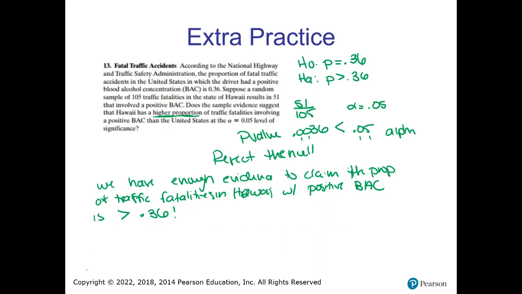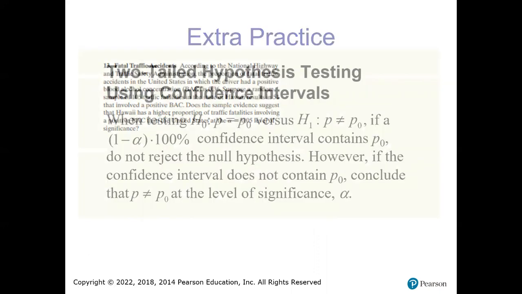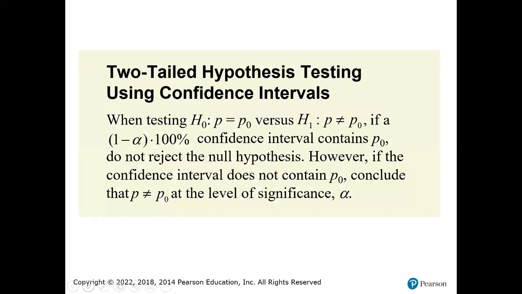Got one more example, and I'm going to show you how you could use a confidence interval to check the same thing. Detailed hypothesis testing using confidence intervals. Note this will work for equals versus not equals. If the confidence interval contains the initial value, we do not reject the null. However, if the confidence interval does not contain our status quo value, we can make our claim.